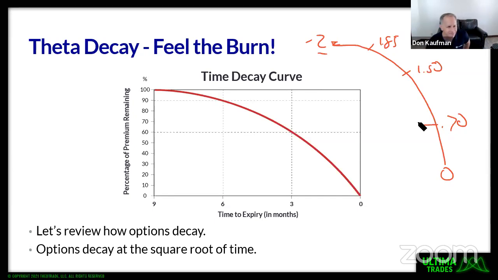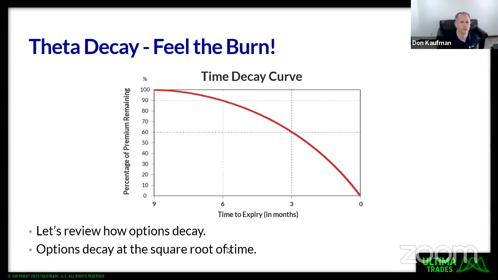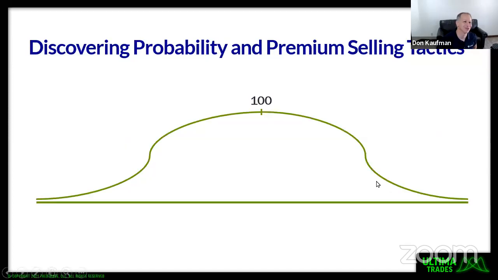That's how options decay exponentially the closer you come to expiration. So options actually decay at what we term the square root of time. Now we're actually going to move forward to another example. I just wanted to review that because, again, things are going to get very interesting right here, right now.